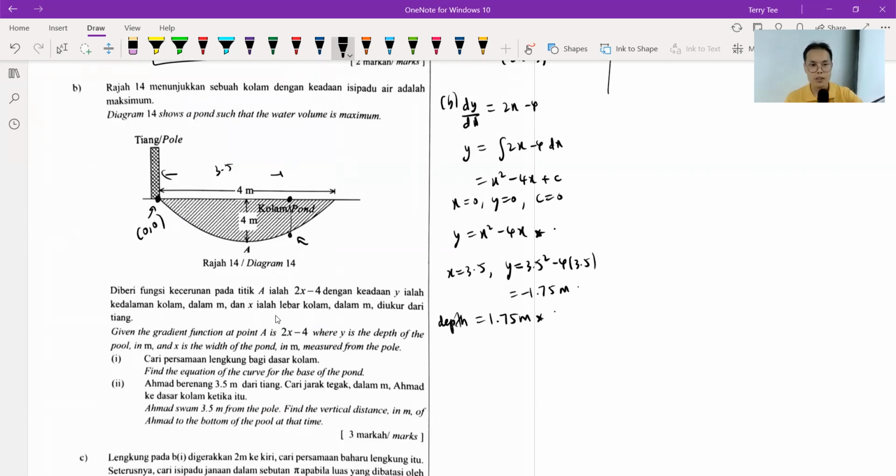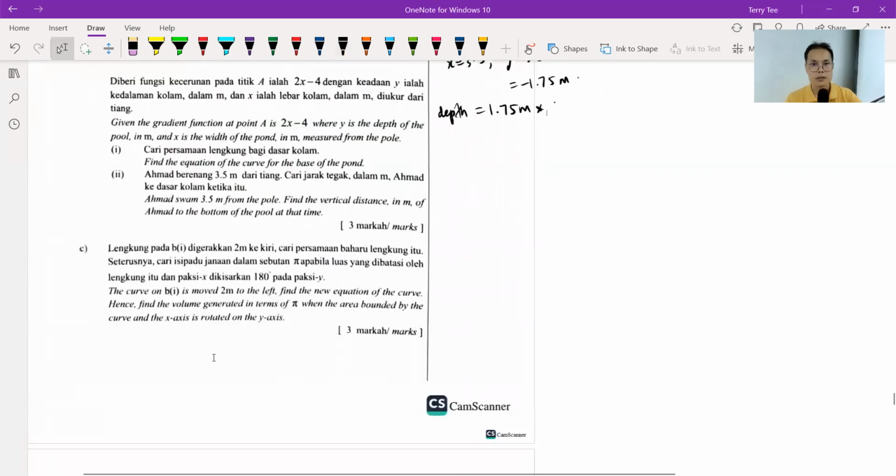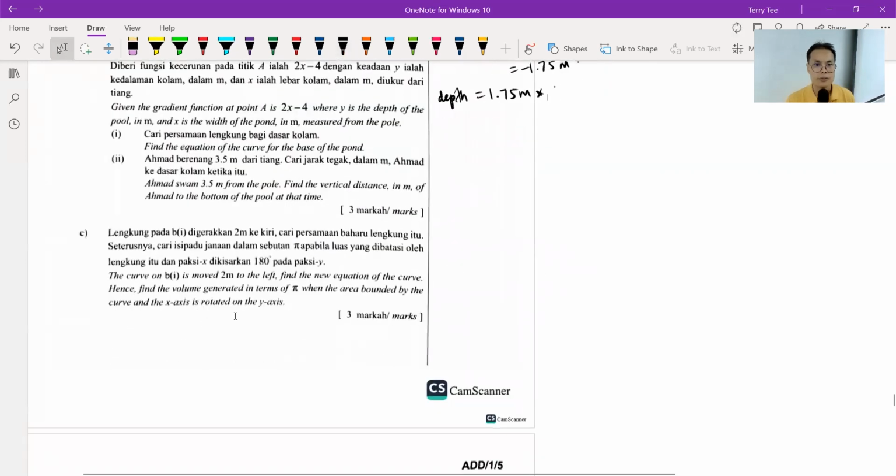Okay, then they say the curve on B is now moved 2 meters to the left. Find the new equation of the curve, and then find the volume generated in terms of pi when the area bounded by the curve and the x-axis is rotated 360 degrees about the y-axis.